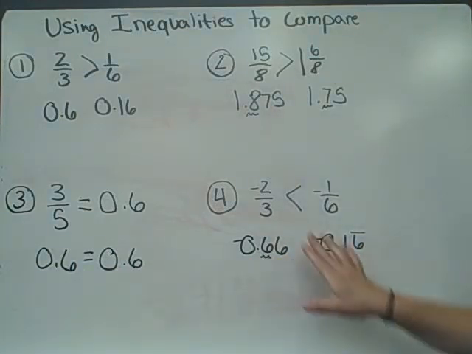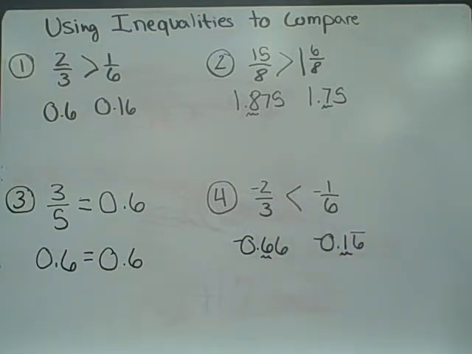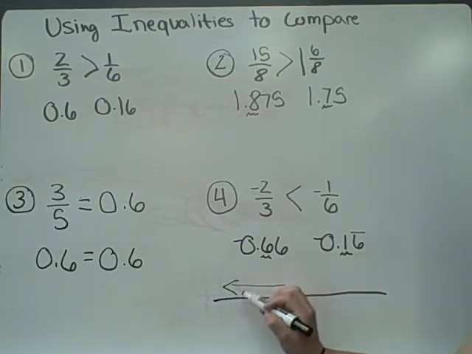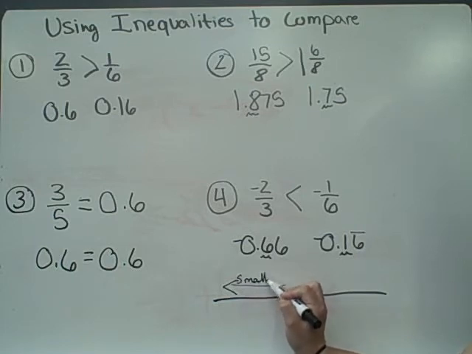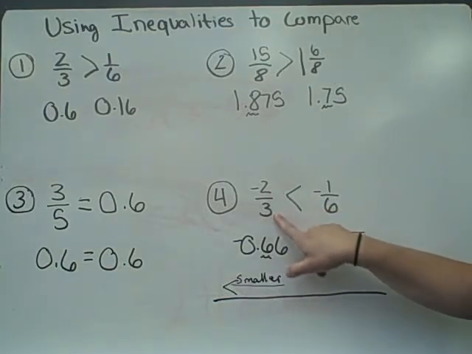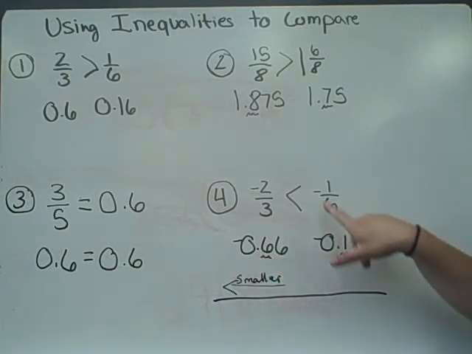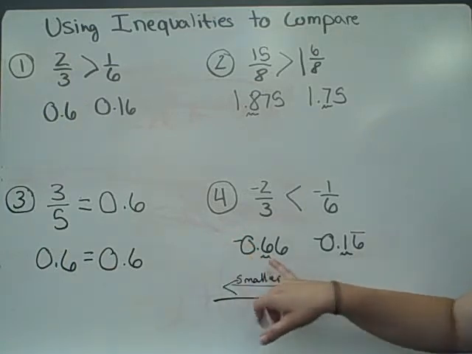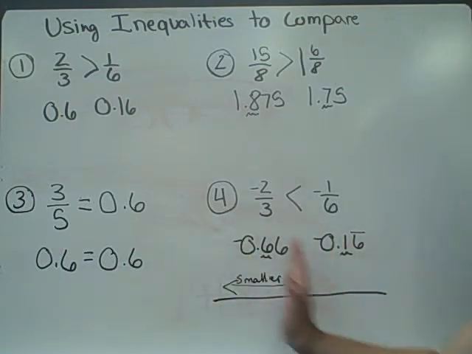And last but certainly not least, when we have negative numbers, we have to be more careful. Whichever one is further negative is the one that is going to be smaller. Think about it, if you have a number line, the further this way that you go, the smaller your number. So if you have negative 2/3, you have negative 0.66, and negative 1/6 is negative 0.16. Normally without the negative signs, you would say that that is bigger, but in this case, it's a bigger negative number, so it's further to the left on my number line, which makes it smaller. So negative 1/6 would be bigger than negative 2/3.